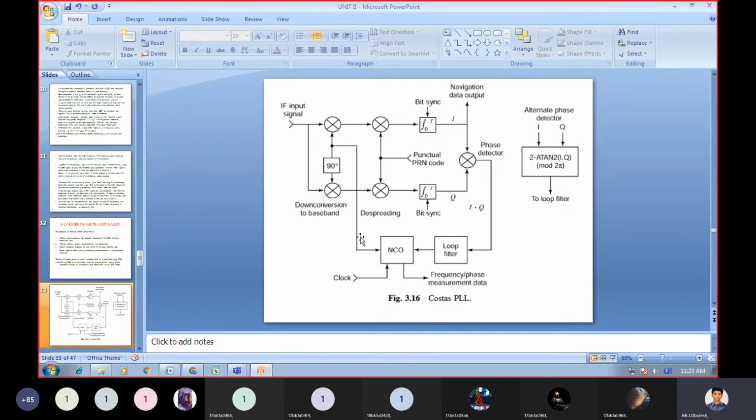Here you need to apply two input signals. The first one is the IF input signal. The second input signal is the numerically controlled oscillator signal. These two are applied to the first multiplier, which generates the multiplication of these two inputs. Then you have a second multiplier. The first input is the IF input signal and the second one is the 90 degrees phase shifted numerically controlled oscillator signal. That output you will get here. These two outputs connect to the third and fourth multipliers.